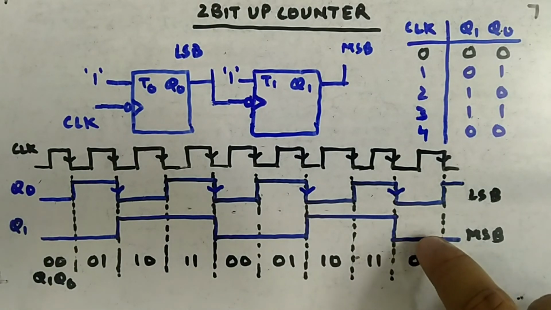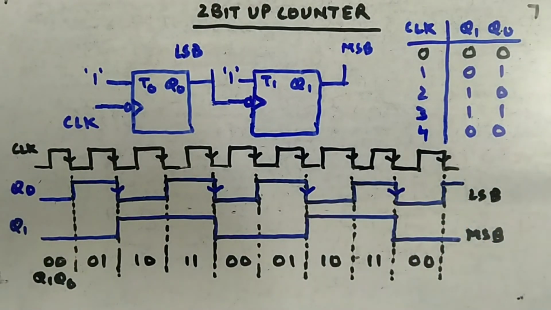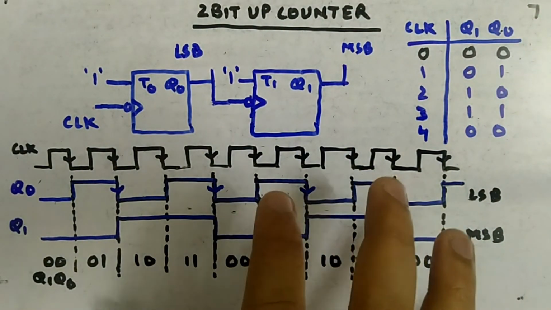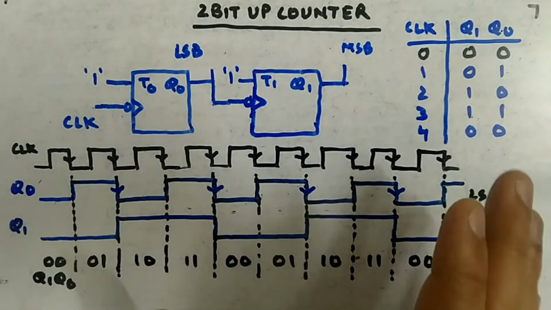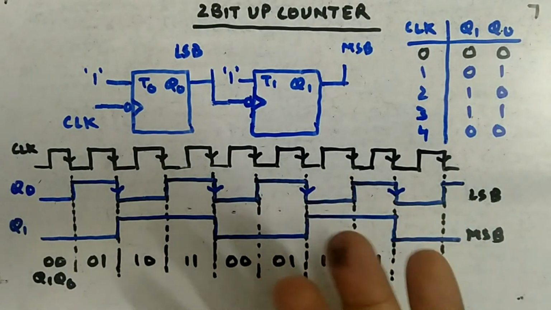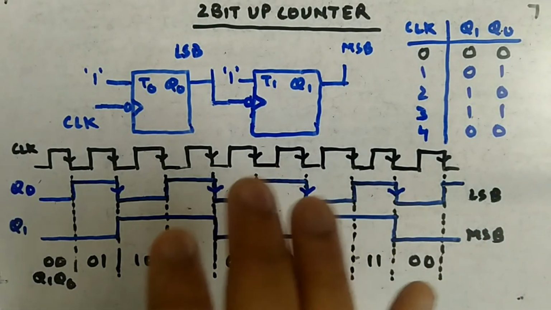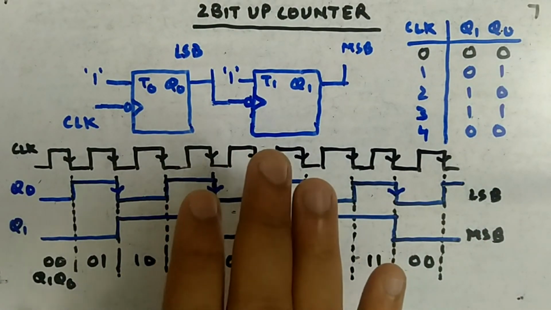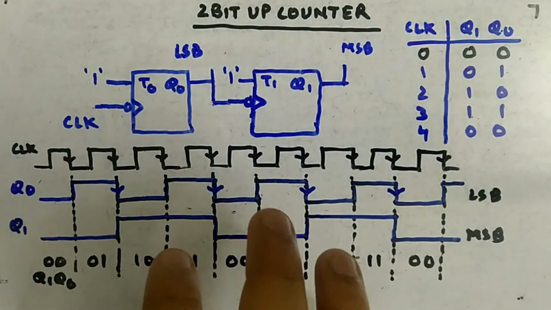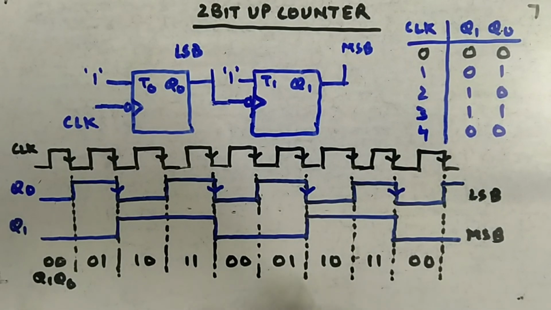Then 0 1, 1 0, 1 1. Then again it restarts, 0 0. Likewise, it goes on and on. So you can see the repetition in pattern, and you can see how this circuit is working. You don't have to do this much analysis. I'll tell you a shortcut so that you will see in a few seconds whether it is an up counter or down counter. This is just for your explanation of how the circuit is working. So you have seen the 2-bit counter and its timing diagram. Now you might be satisfied with how it works.